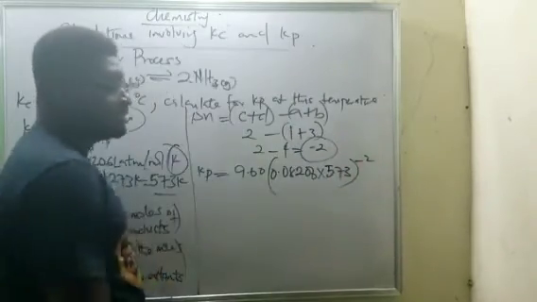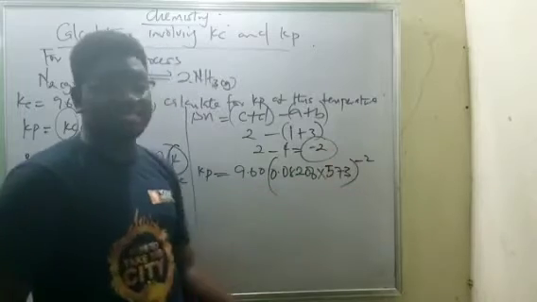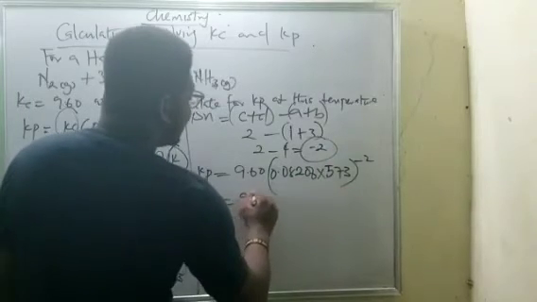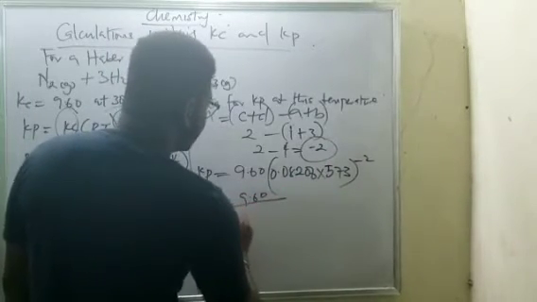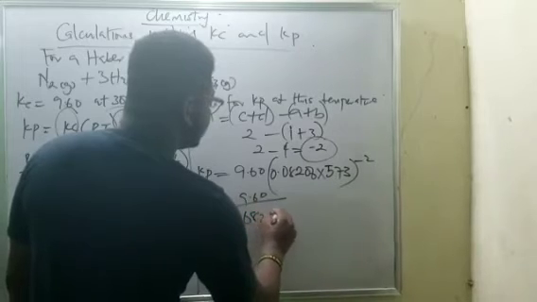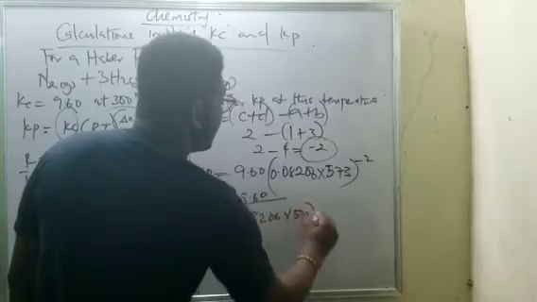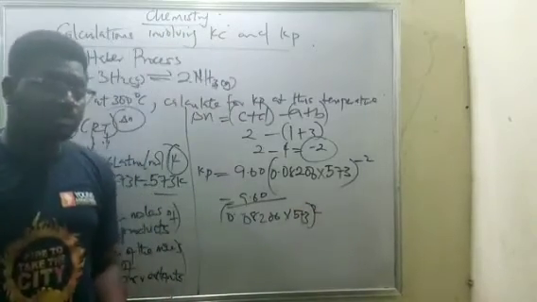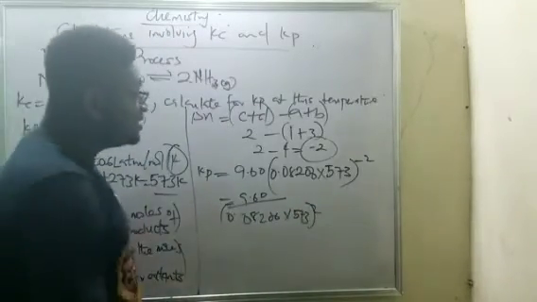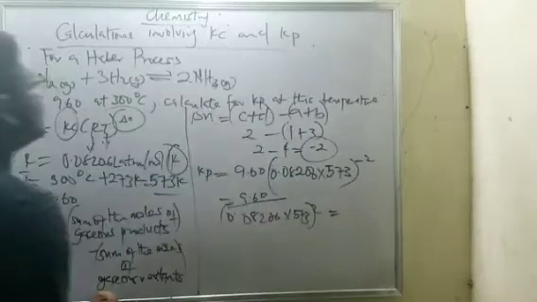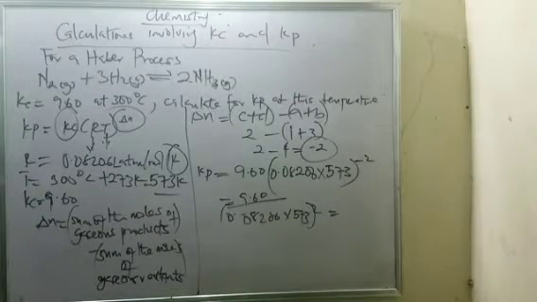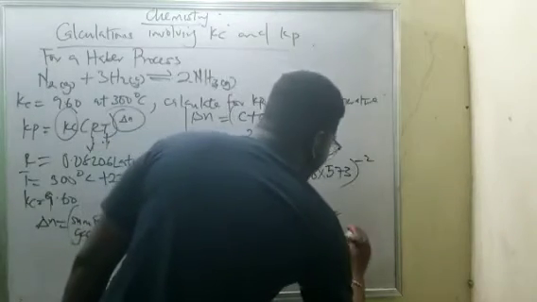As a mathematics student, we show that this is a negative sign, so we could rewrite this to be 9.60 over 0.08206 times 573 all squared, if I'm right, according to mathematics. So if we have this and we use our calculator very well, we should be getting an answer of 4.34 times 10 raised to power minus 3.